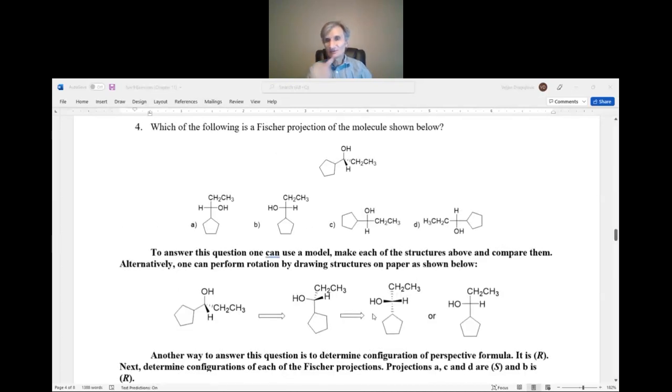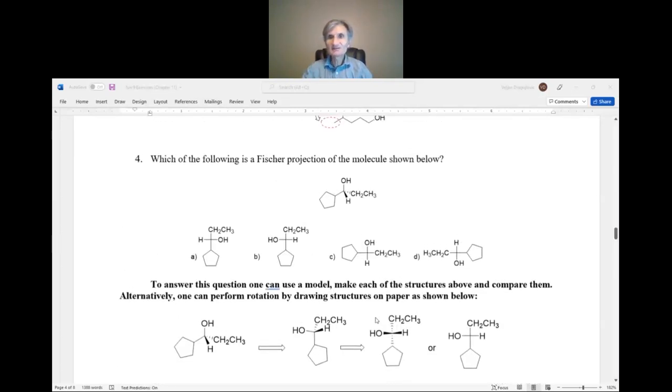An alternative way, if you don't want to do any of it, is simply to determine whether this is R or S. And you would find that this is R configuration. And then you go for each of these and figure out what is the configuration, R or S. And the one that is R, B, is correct. So that's another way to do it.